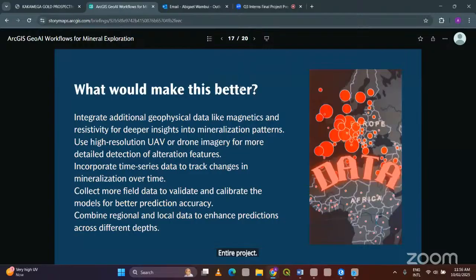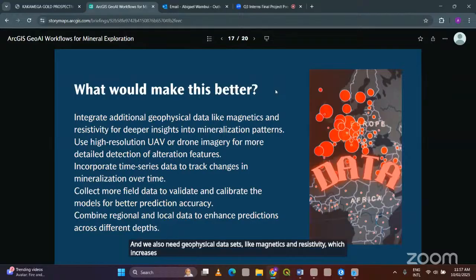So what would make this project better? For one, it's data. We all know the famous term garbage in, garbage out. So the data sets need to be very specified to the area for one, and we also need geophysical data sets like magnetics and resistivity, which increases insights, and it also gives us deeper insight into mineralization patterns.